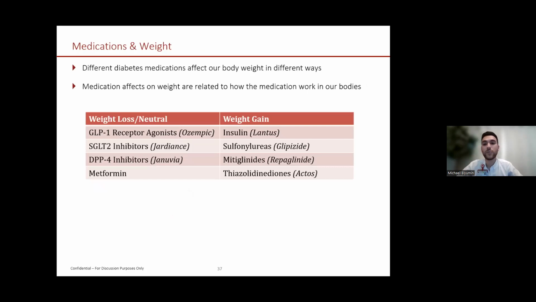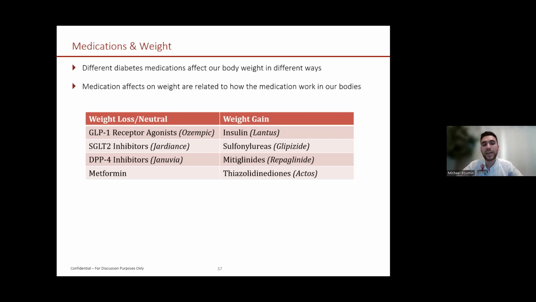Now, in terms of medication and weight, different diabetes medications can affect your weight in different ways, and the effects on weight are related to how these medications work in our bodies. So here we have two columns in this table. We have the weight loss or weight neutral column, so medications that cause weight loss or just don't really affect the weight one way or another. And things in this class include GLP-1 receptor agonists, things like Ozempic or Trulicity, SGLT2 inhibitors, things like Jardiance or Farxiga, DPP-4 inhibitors, things like Januvia or Tradjenta, and metformin.